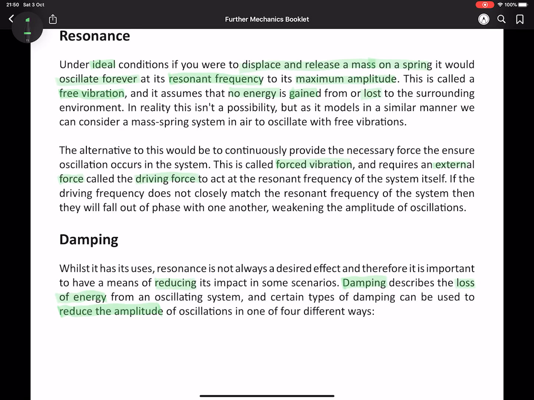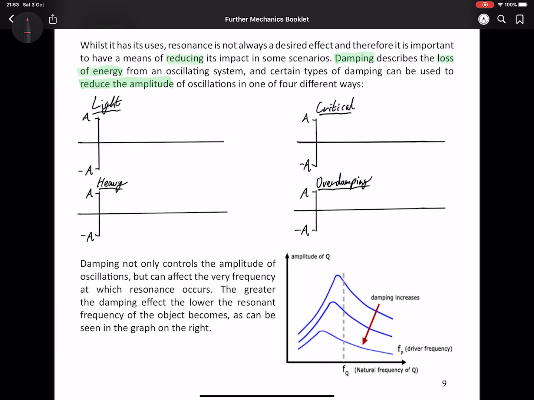So instead, what we introduce is damping. Now, this is a way of reducing the energy in the system. So you're reducing the amplitude of the oscillation in various different ways. So you're draining energy from what is there. Now, there are 4 specific ways that you need to know how this happens. And graphically, you need to be able to represent them.